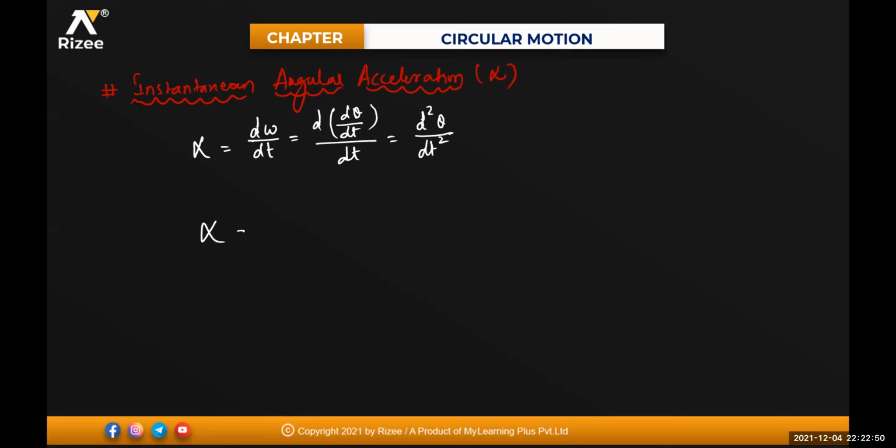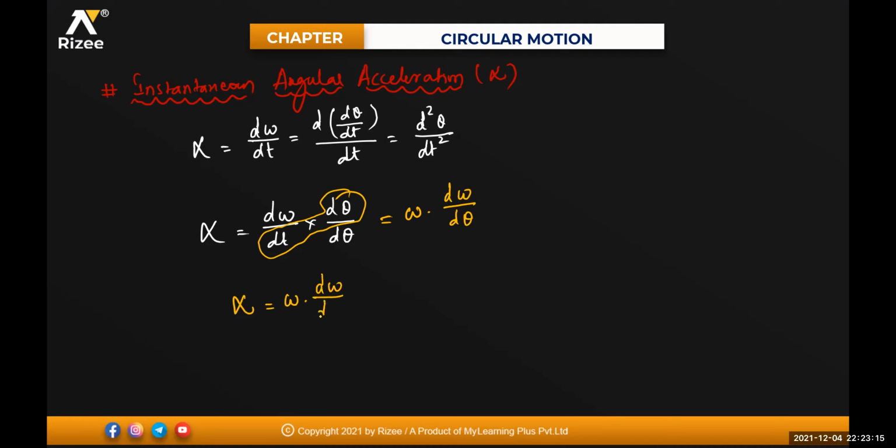Or else I can also write like this: alpha is equal to d omega divided by dt. Divide and multiply by the angular displacement d theta. This d theta divided by dt represents what? Omega. So one more formula for angular acceleration is alpha equals omega into d omega divided by d theta. Can you tell me the units, beta? Units, radians per second square.